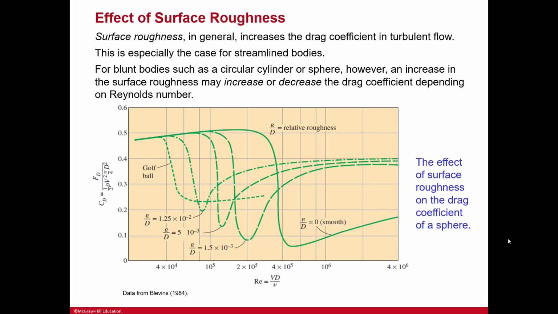For blunt bodies such as a circular cylinder or sphere, however, an increase in the surface roughness may increase or decrease the drag coefficient depending on the Reynolds number. So these are blunt bodies, a circular cylinder or sphere. It depends. An increase in the surface roughness may increase or decrease the drag coefficient. So it just depends on the Reynolds number.